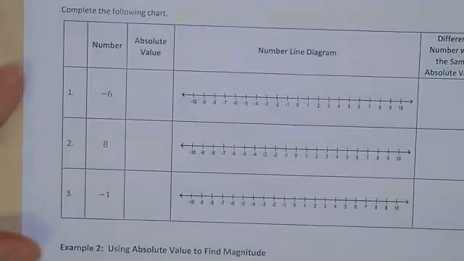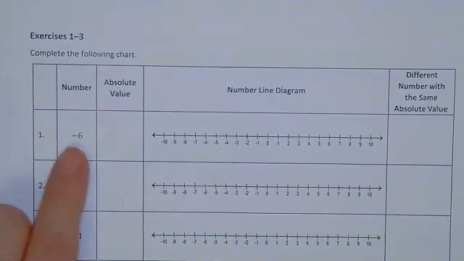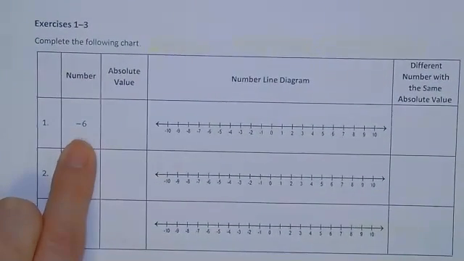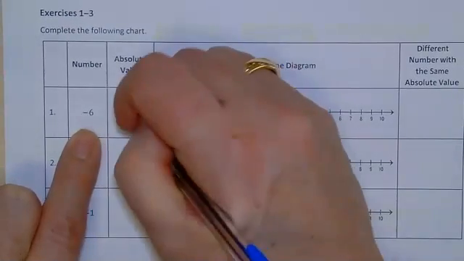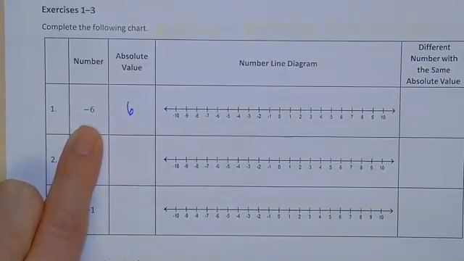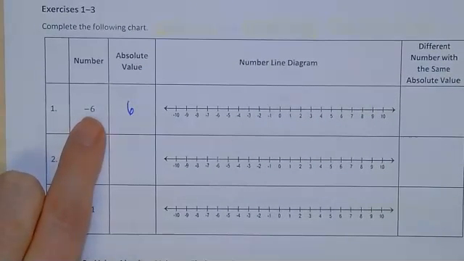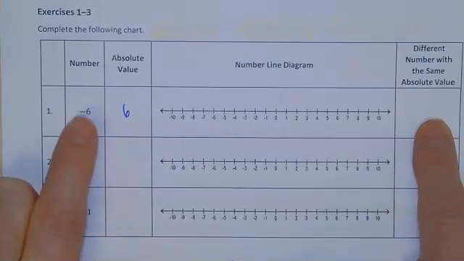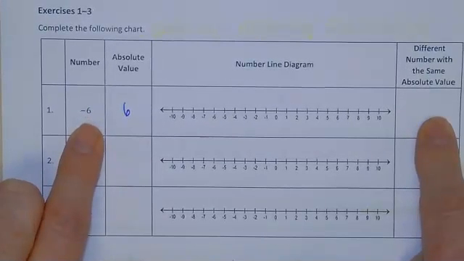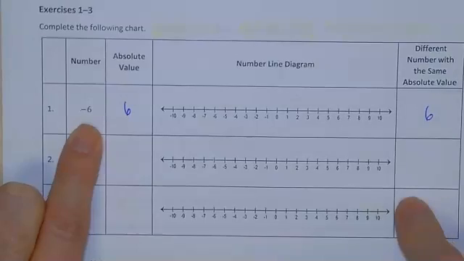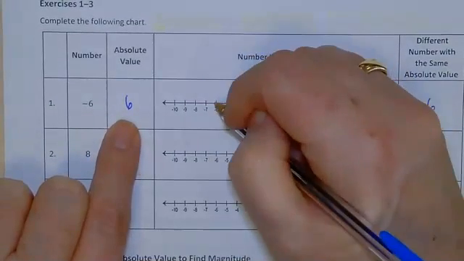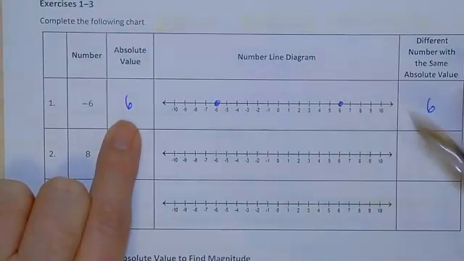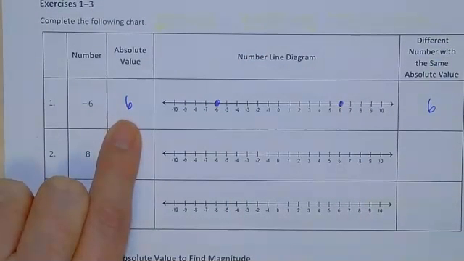Let's look at a couple of questions here. Exercises 1 and 2. It says complete the following chart. So here's the number. What's the absolute value of this number? 6, because it's 6 spaces away from 0. What other number besides this has an absolute value of 6? Derek? Exactly right. -6 and +6 are both 6 spaces away from 0, which means they both have an absolute value of 6.